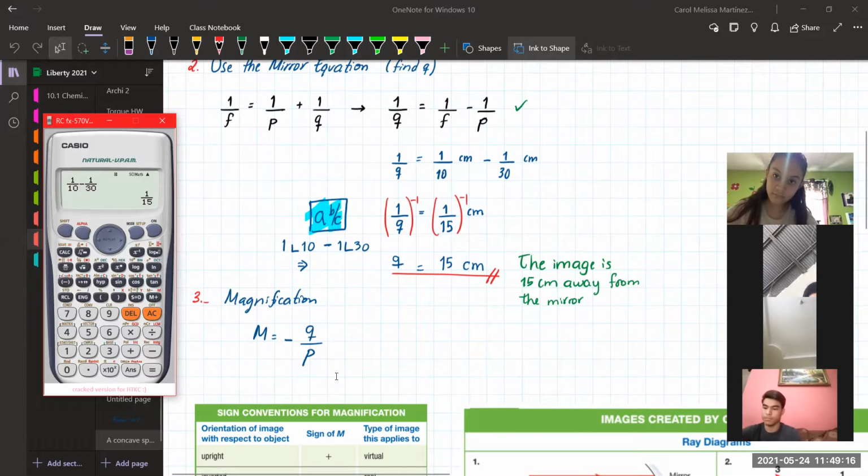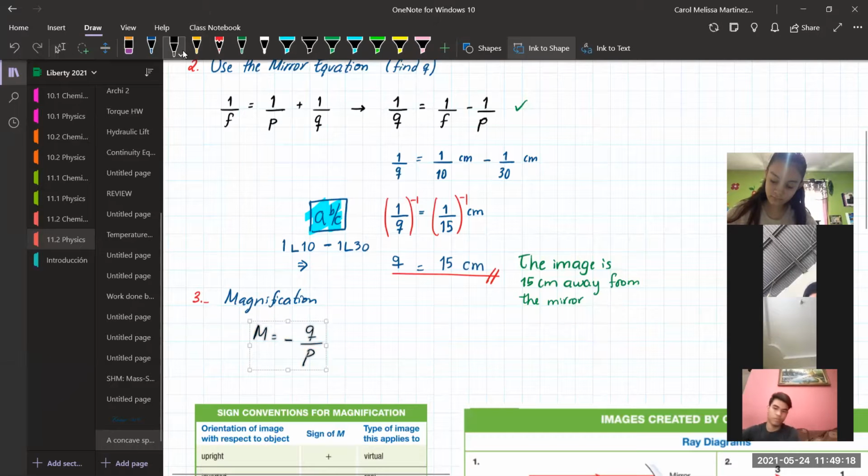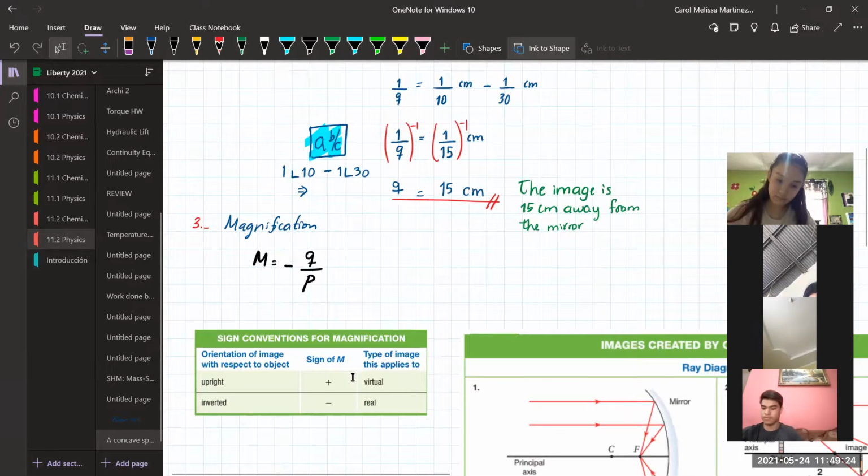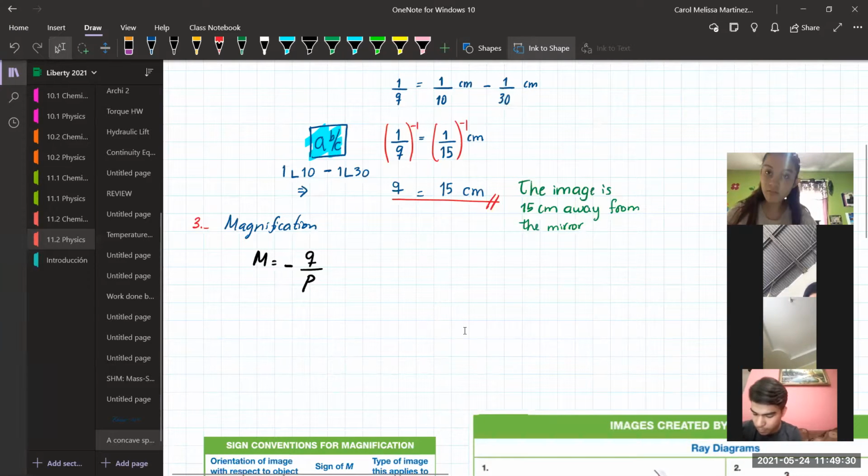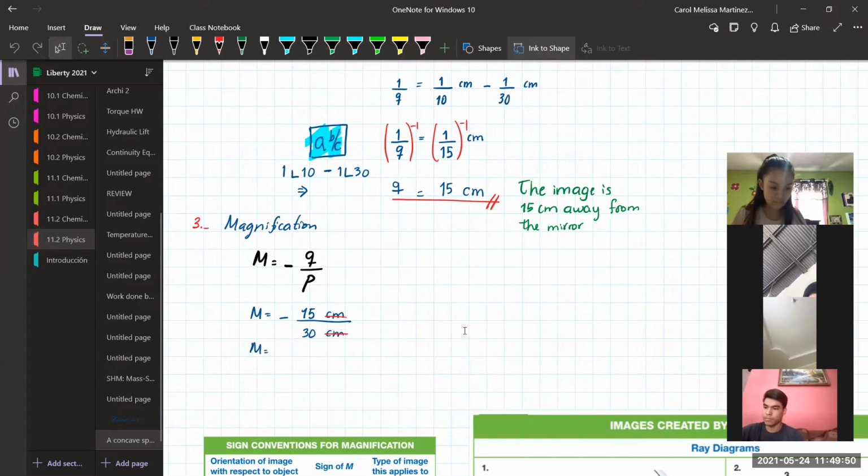Okay, that is the main equation. Now, we substitute by the givens that we have, and we are going to get negative 15 centimeters divided by 30 centimeters. You cancel centimeters with centimeters, and this gives you negative 1/2, also in a decimal like negative 0.5.